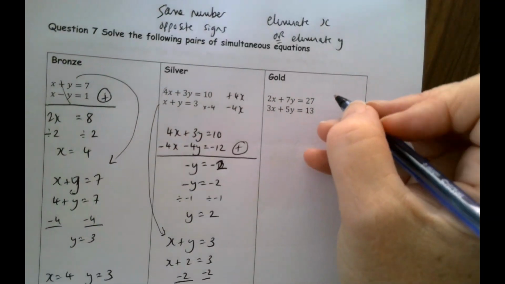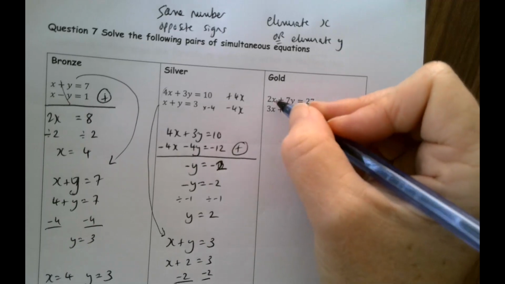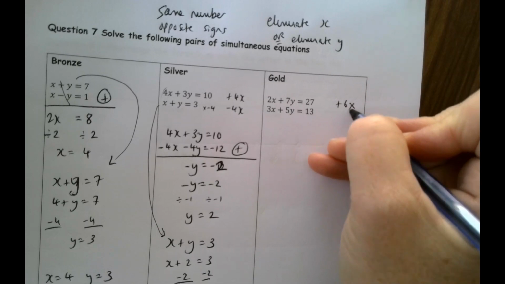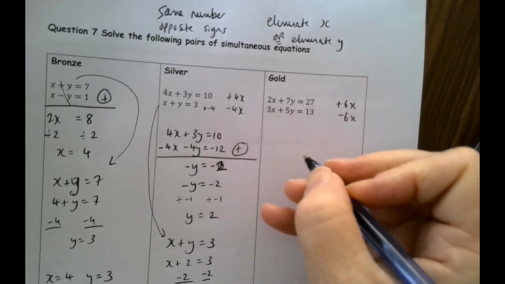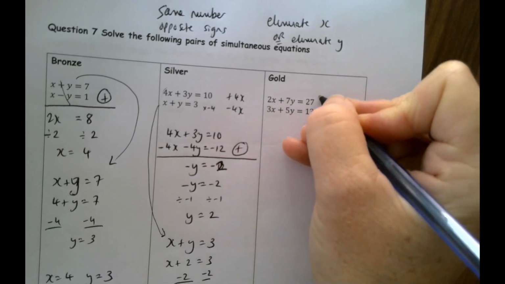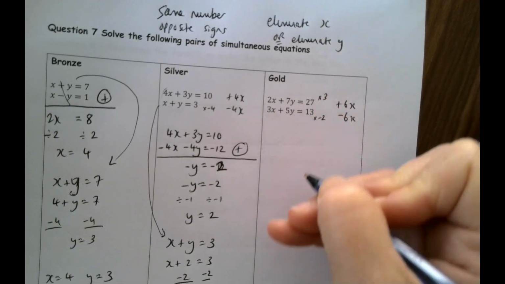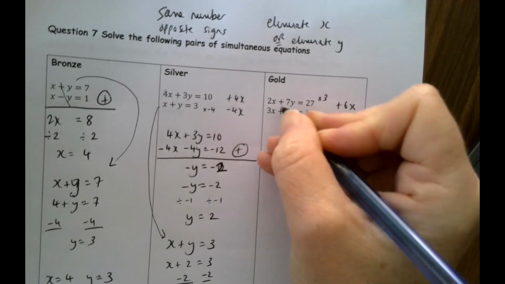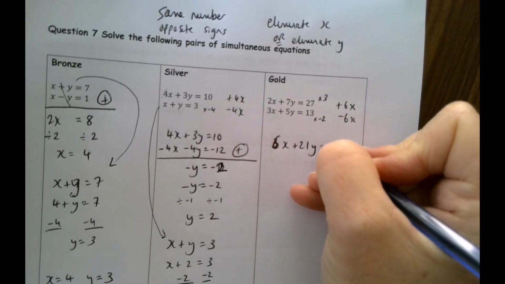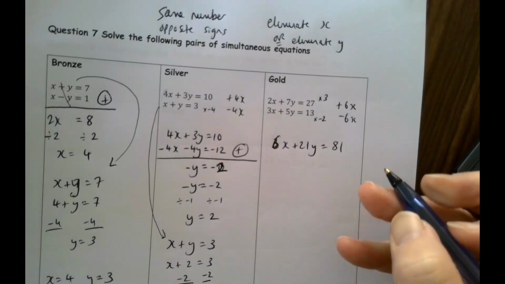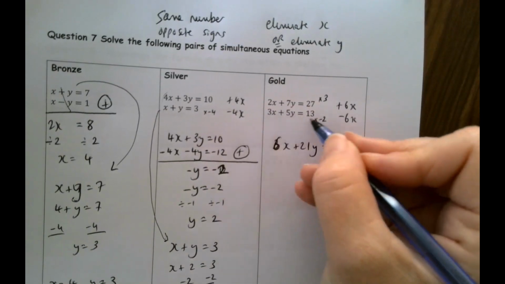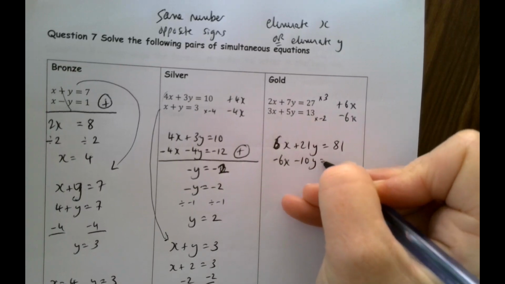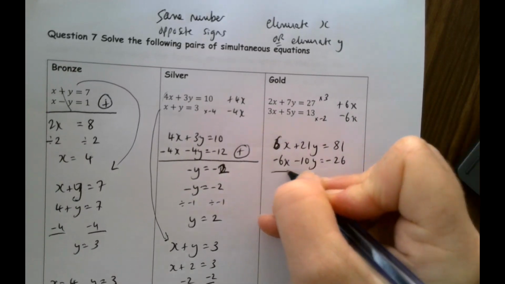First one, we're going to do something to both lines here. I got rid of the x's. Okay? I'm going to aim to have plus 6x and minus 6x. So to get the first line plus 6x, it's going to be multiplied by 3, and this is going to be multiplied by minus 2. So 3 by 2x is 6x, 3 by 7y is 21y, and 3 by 27 is 81. And then I'm going to multiply the bottom line. It's minus 6x minus 10y, minus 2 by 13 is minus 26.